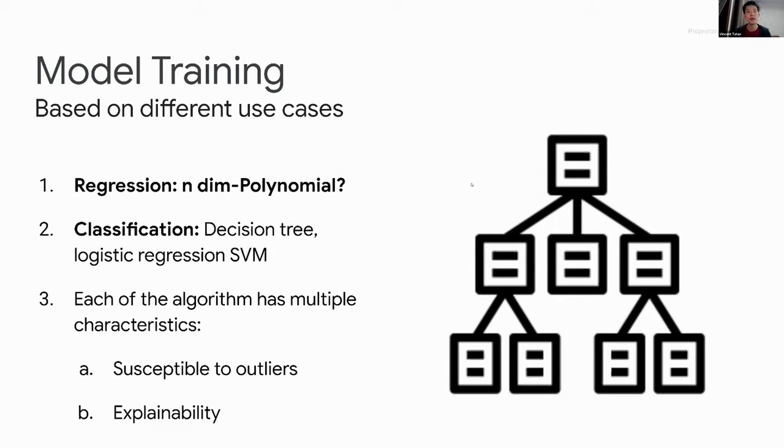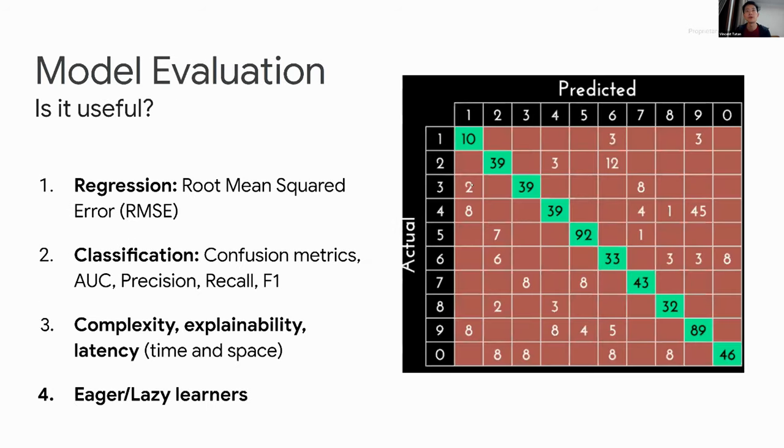Okay, and the second one is explainability as well. So usually, a less complex model will bring more explainability. So sometimes explainability is more important than a complex model like a neural network itself, right? For example, regressions can be represented in a parametric way, right? And model evaluation is also very, very important. You need to understand what you evaluate on regressions, classifications. You need to talk about complexity and explainability and such.